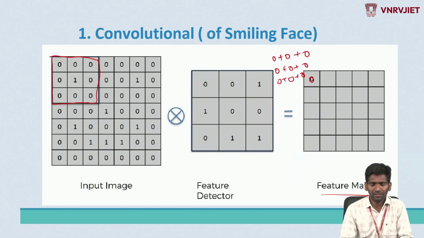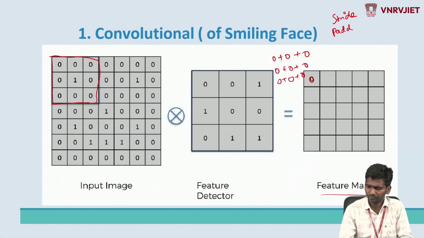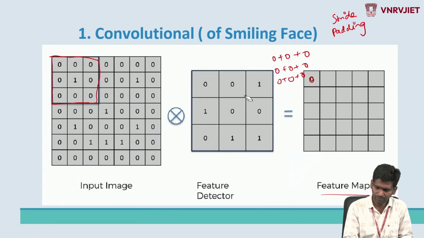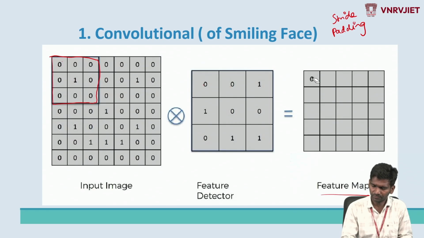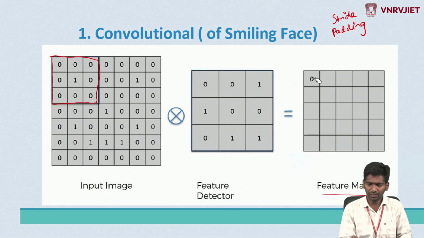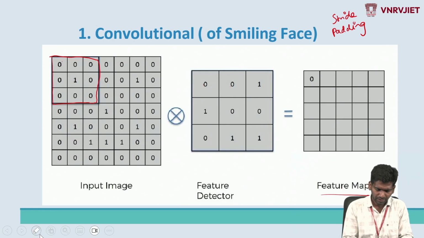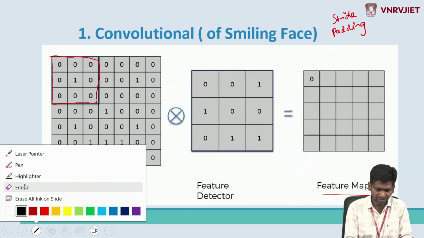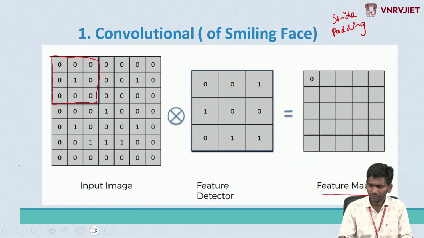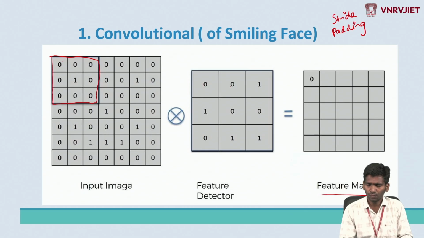Next, here two important concepts will be coming, that is stride and padding. So what are stride and padding? Now we are going to see. I have completed applying this feature detector to one part of the image. If I want to apply it to another part and get the next output, what do I need to do?